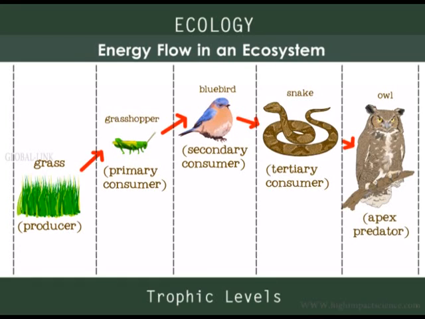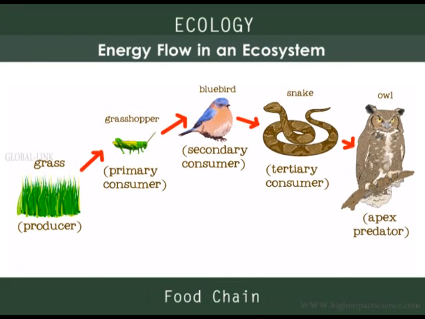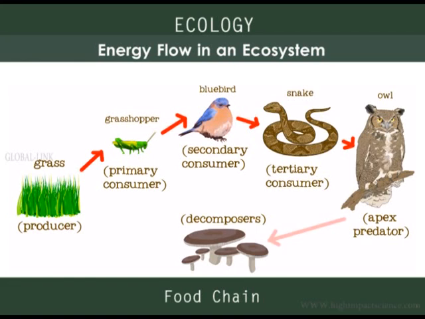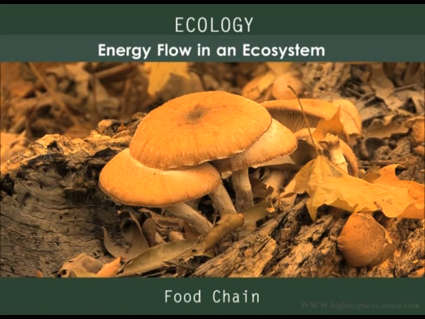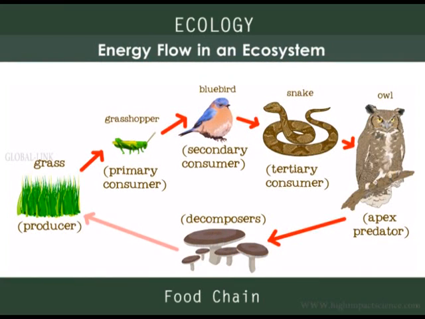But there is one other component of the food chain. These are fungi and bacteria. When plants and animals die, these fungi and bacteria decompose their bodies. They become nutrients which are again used by plants. These fungi and bacteria are called decomposers.